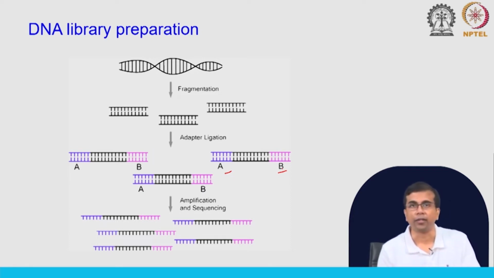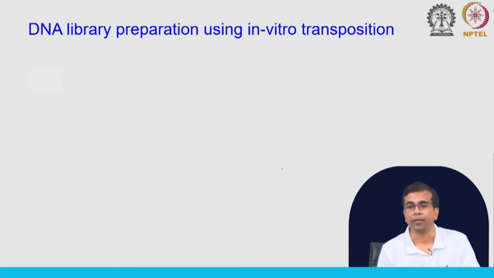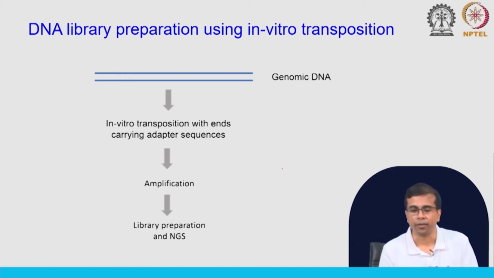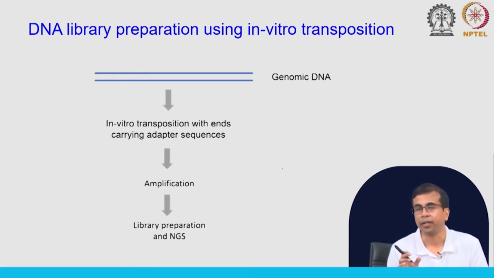Once you have this DNA library, you can also prepare the library using in vitro transposition. This is a different method than what we just discussed. I will just elaborate on this very briefly. You have genomic DNA, and instead of fragmenting this, what you do is something called in vitro transposition. You have heard about these enzymes, transposases. These actually carry some DNA fragment and insert it into the genomic DNA at random places.